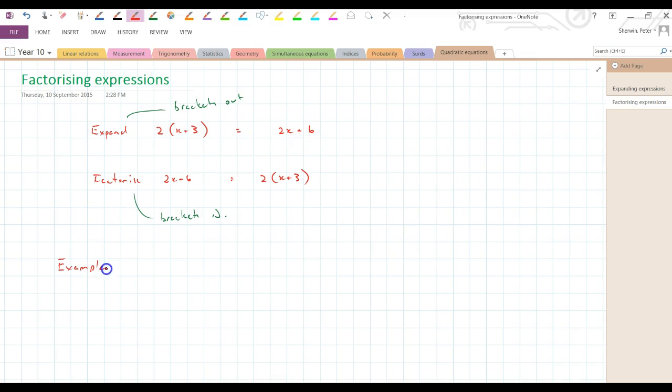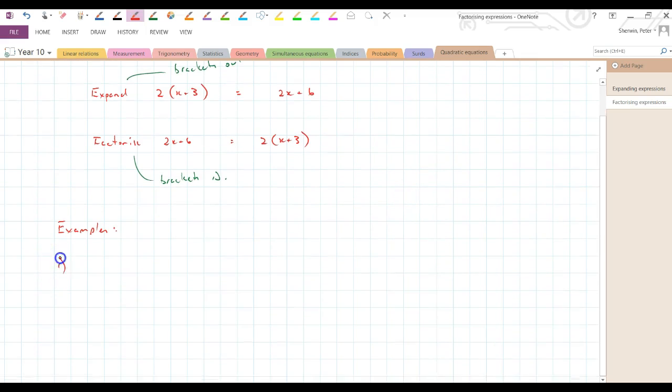Examples. All right, we'll just run through a bunch of these. Examples: factorize the following. Okay, 1: -3x - 12.